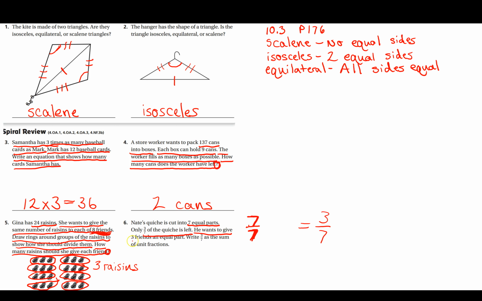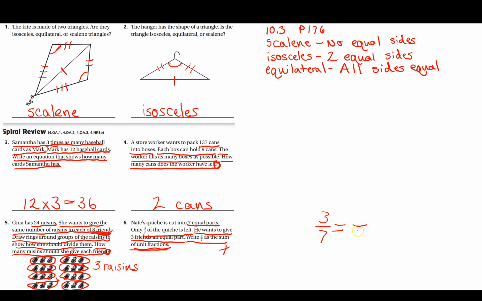He wants to give 3 friends an equal part. Write 3/7 as the sum of unit fractions. Oh, okay. Well, we're not worried about what happened here. We just want to take this fraction 3/7 and change it into a sum. Sum means addition of unit fractions.